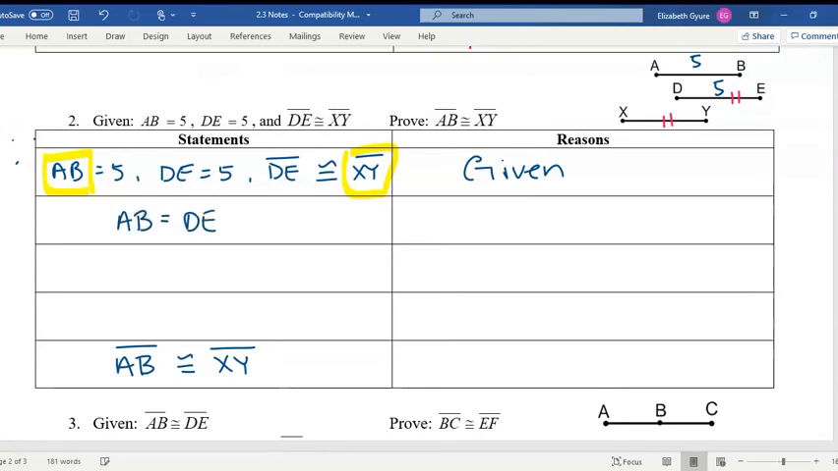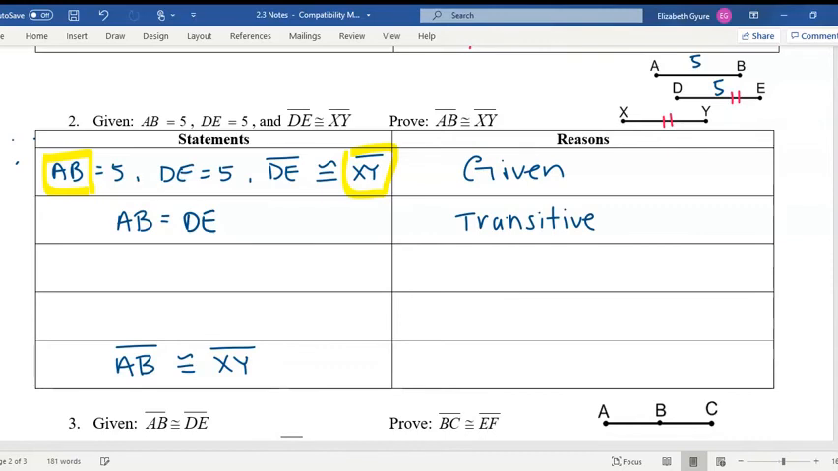equals DE. And that's either substitution or transitive, whichever way you want to think about that. Because don't they both equal 5? So they equal each other. Or you can think of it as you're plugging one in for the other. I prefer to say transitive, but that's just me.